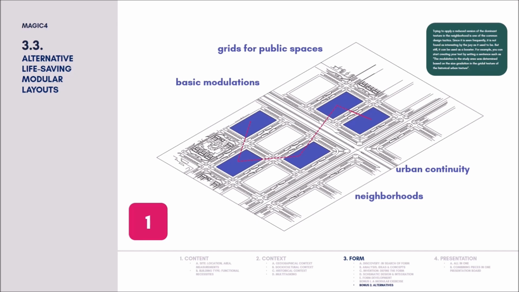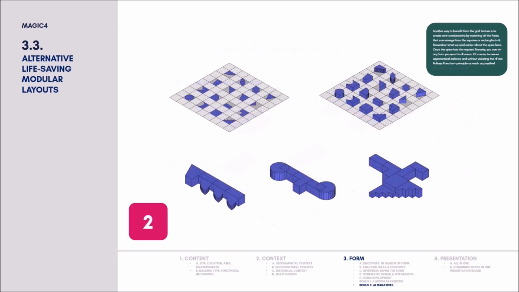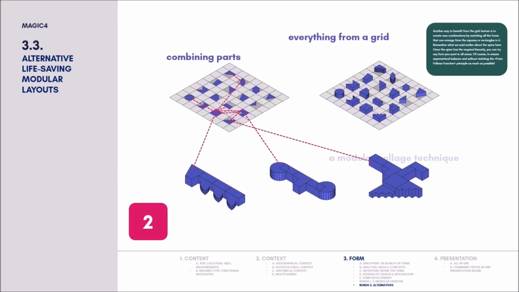2. Combining parts, everything from a grid, a modular collage technique. Another way to benefit from the grid texture is to create new combinations by matching all the forms that can emerge from the squares or rectangles in it. Remember what we said earlier about the spine here. Once the spine has the required linearity, you can try any form you want in all areas. Of course, to ensure asymmetrical balance and without violating the form follows function principle as much as possible.